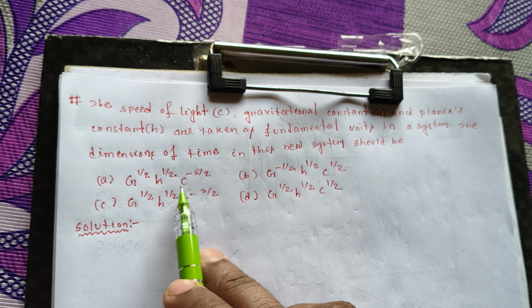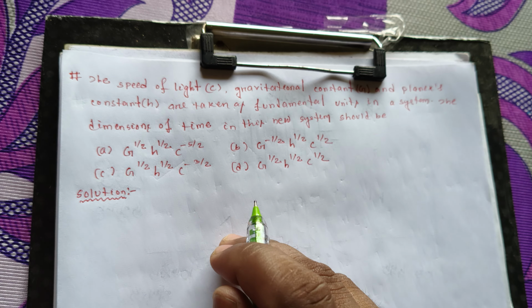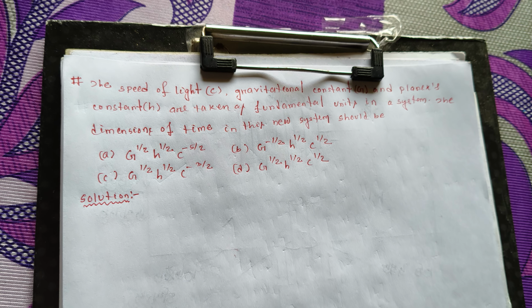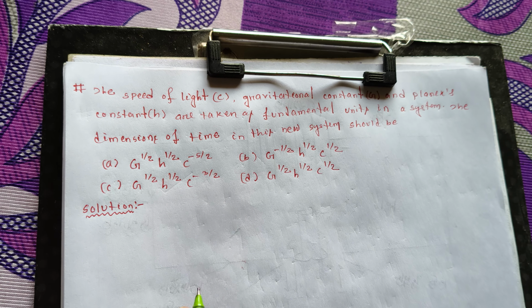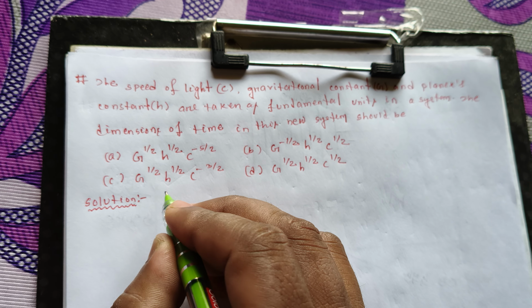Option A is correct, or option B, or option C, or option D. So which one is the correct option? We have to calculate it. First we have to calculate the speed of light, that means the dimensional formula of the speed of light.